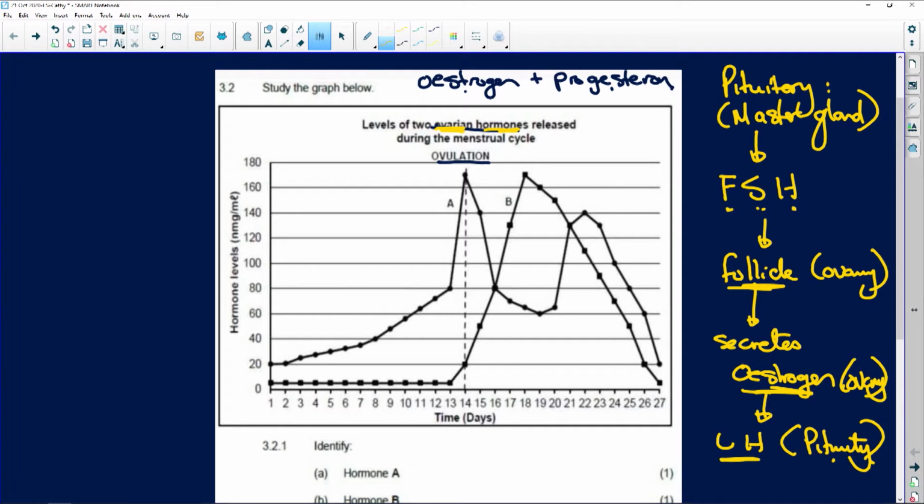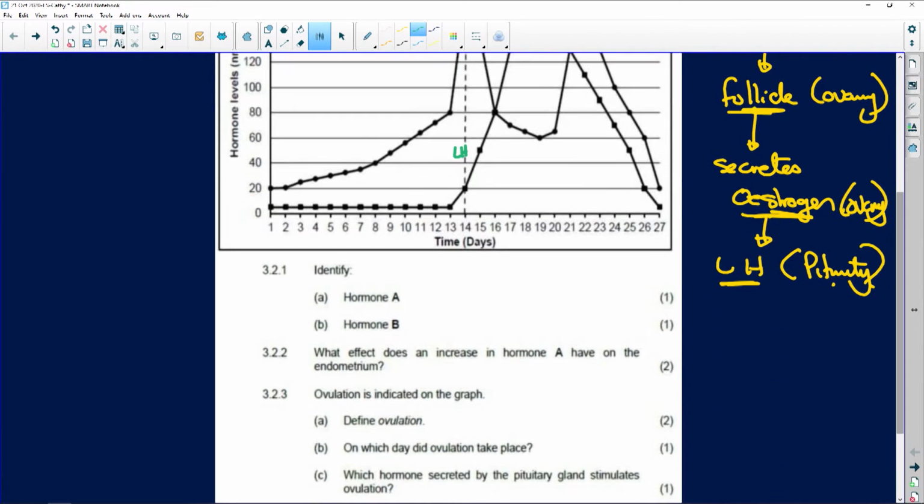So what is luteinizing hormone? Let's do blue or green. So the luteinizing hormone then causes the ovulation. So you're going to have lots of luteinizing hormone here, and it's going to cause ovulation to take place. And what luteinizing hormone also does, it causes the Graafian follicle to release the ovum. Okay, that's ovulation.